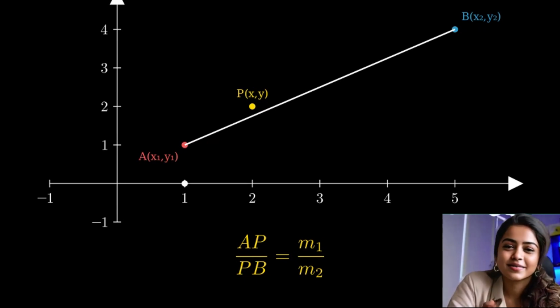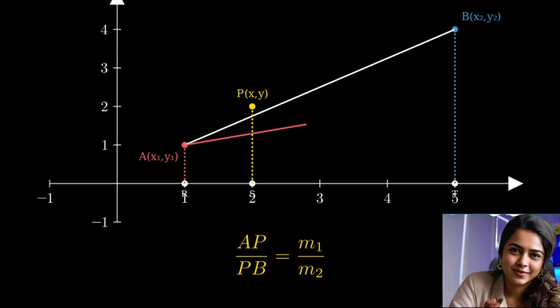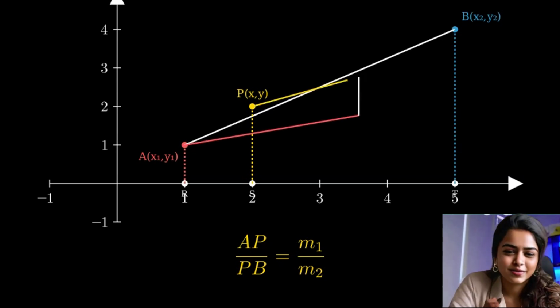By using similar triangles and the properties of proportions, we can derive the section formula, which states x equals (m1x2 + m2x1) divided by (m1 + m2), and y equals (m1y2 + m2y1) divided by (m1 + m2).